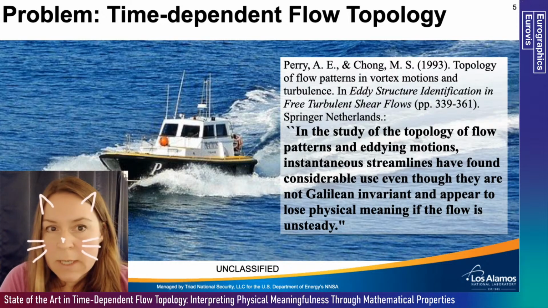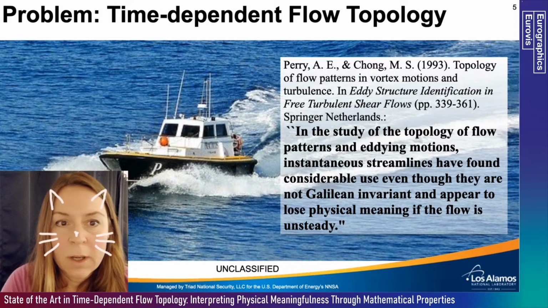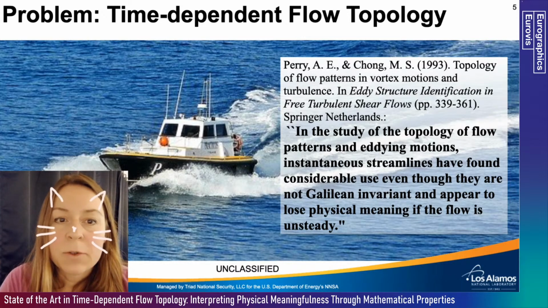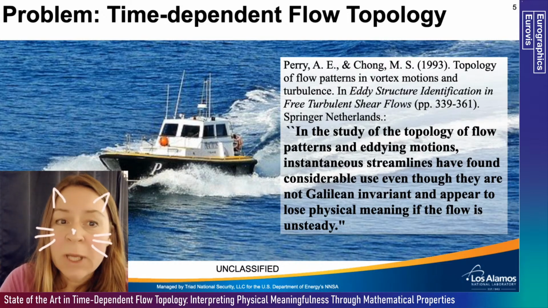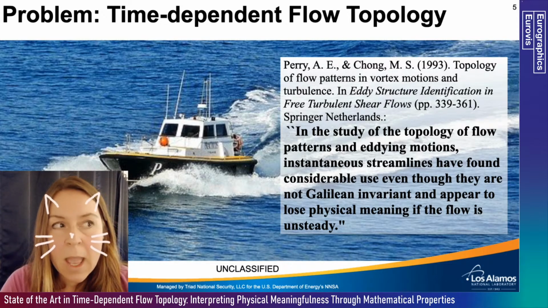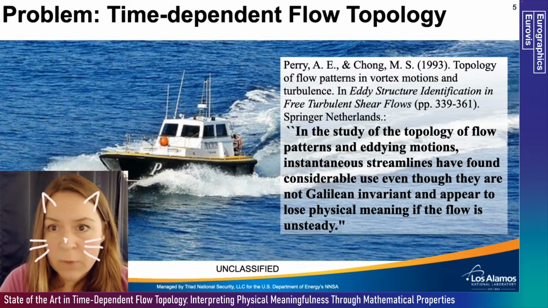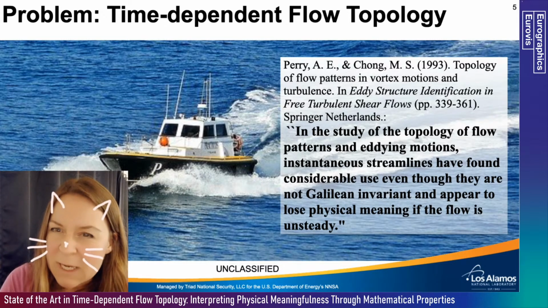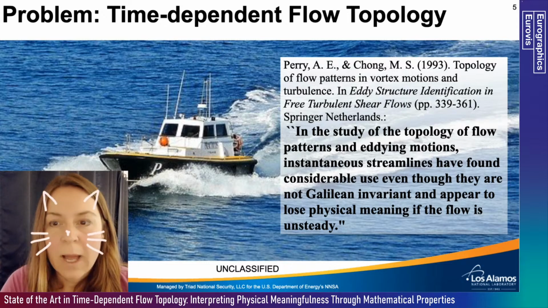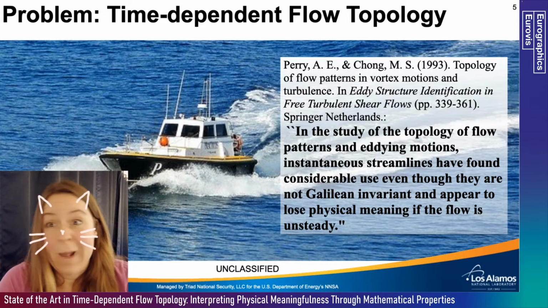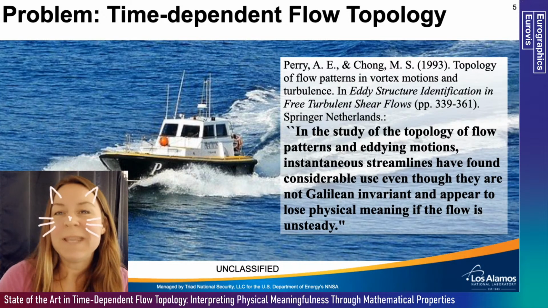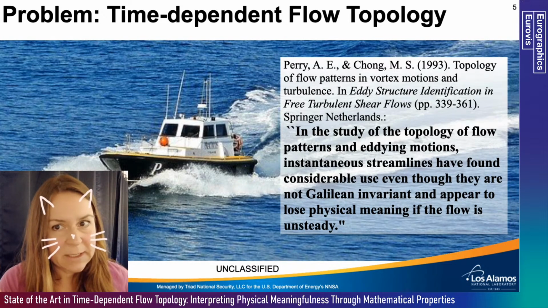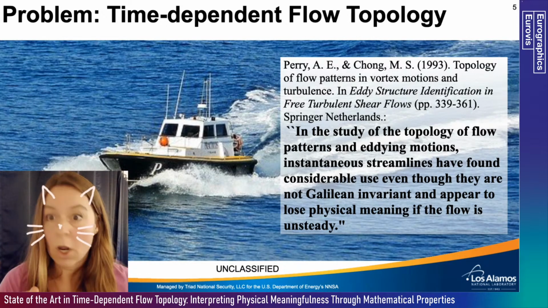This has long been known, and I just want to cite Perry and Chong, who pointed out that instantaneous streamlines, which is what the classical vector field topology is based on, have found considerable use even though they are not Galilean invariant and appear to lose physical meaning if the flow is unsteady. And in order to prepare for this work, I went to a colleague of mine who is a fluid dynamics person and asked him, what does physically meaningful mean? What makes a method physically meaningful? And he just pretty much laughed in my face and said, well, a method is physically meaningful if it gives me the answer that I'm looking for. He did not really rule out the classical topology to also yield meaningful answers in certain cases, but not in all. And he just said there's no clear definition of what physically meaningful means.